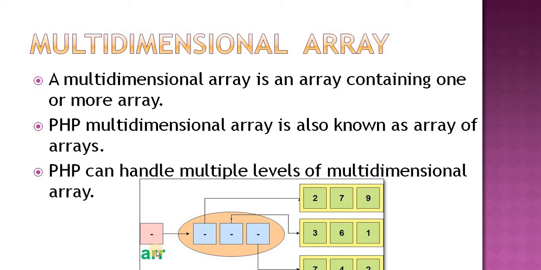So this is our array. In this array we have 3 subarrays, first, second and third. The first one has 2, 7, 9. The second one has 3, 6, 1, and the third one is 7, 4 and 2. We just have to understand these two statements for multi-dimensional arrays. We don't have any program for this. These two statements are more than enough: a multi-dimensional array is an array containing more than one array, and a multi-dimensional array can handle multiple levels of multi-dimension. These are the two statements that are important for you. So this is all about arrays.